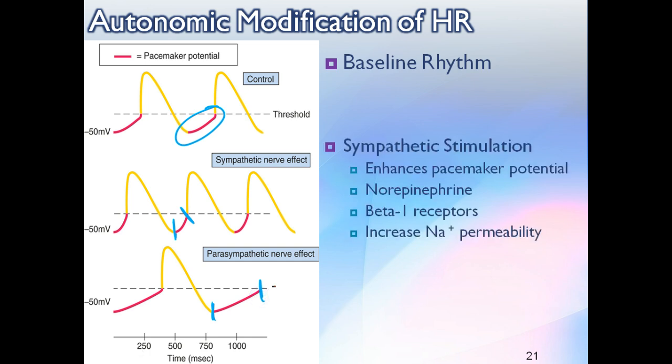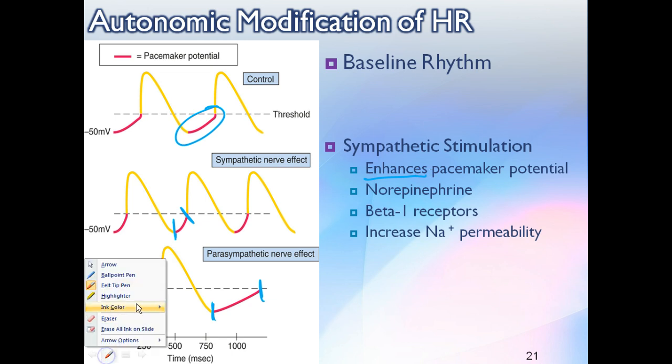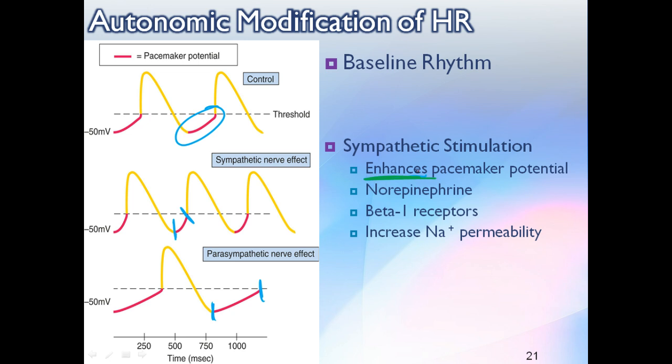Now this is exactly what I'm saying here. So here we have our base rhythm. This is your pacemaker potential here. We can speed up, right? Look at that, that's much shorter. Okay, this is much longer. So again, to review, the sympathetic nervous system enhances or adds to your pacemaker channel. It's going to add to your pacemaker channel when norepinephrine binds to our beta-1 receptors, increasing sodium permeability. The extra positives add to your pacemaker potential, and we reach threshold more quickly.